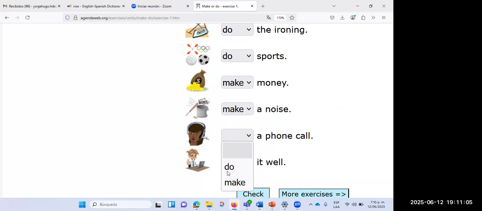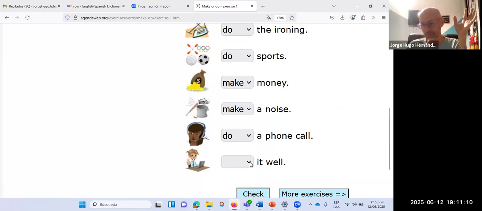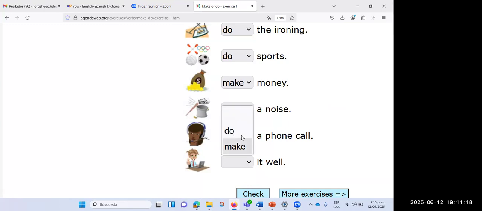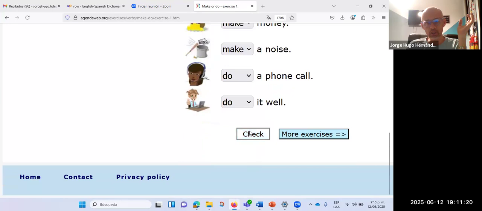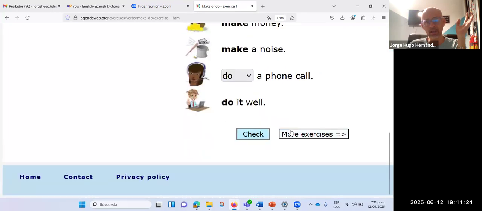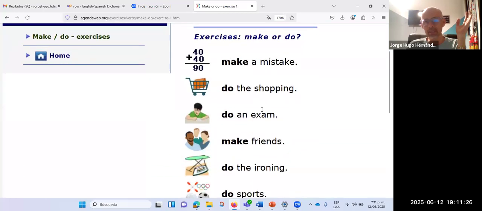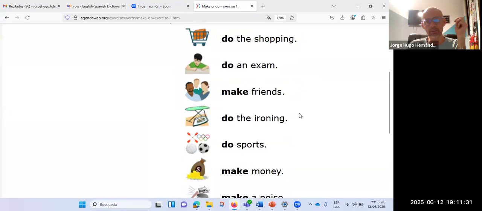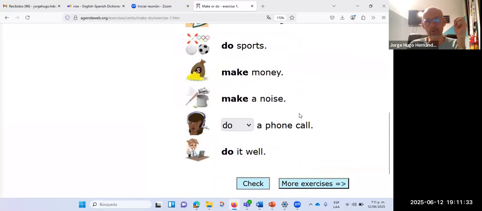Do. Okay. And the last one: there is an expression in English, do it well or make it well. What is the correct one? Do it well. Okay, do it well. We are going to check the answers and we have one which is incorrect. All of them make a mistake: do the shopping, do an exam, make friends, do the ironing, do sports, make money, make a noise, do it well.